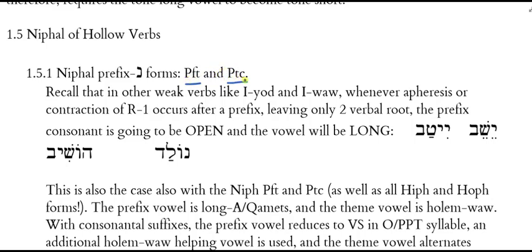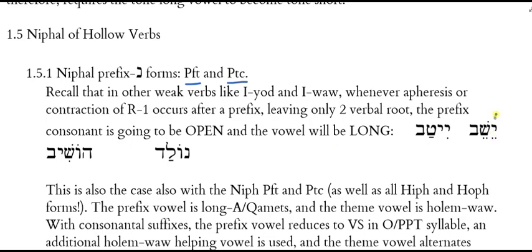Nifal perfect, nifal participle. And recall that in other weak verbs like first yod and first vav verbs, whenever aphaeresis or contraction happens, remember aphaeresis is when root 1 completely falls into Sheol. Contraction is when root 1 contracts. In either case, when this occurs after a prefix, it's going to leave only two verbal roots, roots 2 and 3. And the prefix consonant then is going to be open and the vowel will be long.